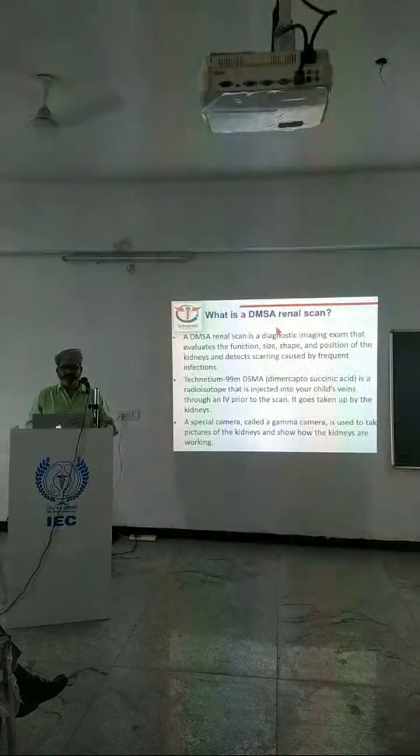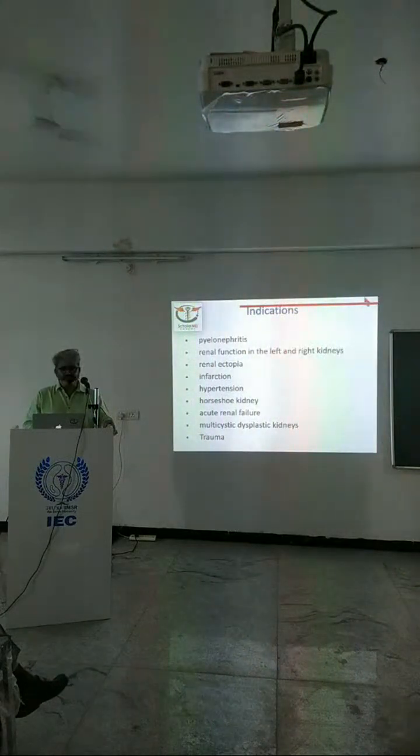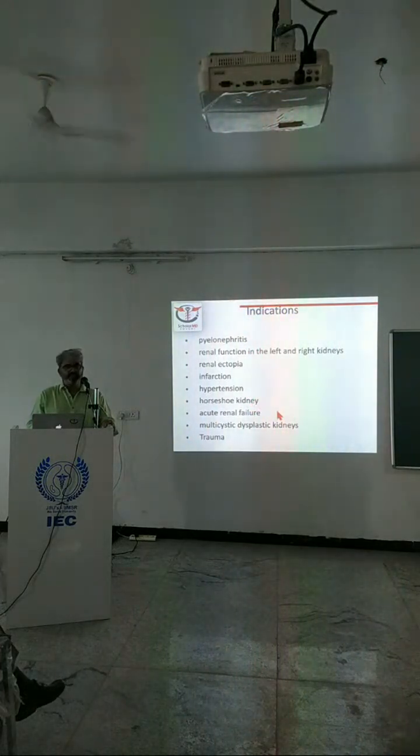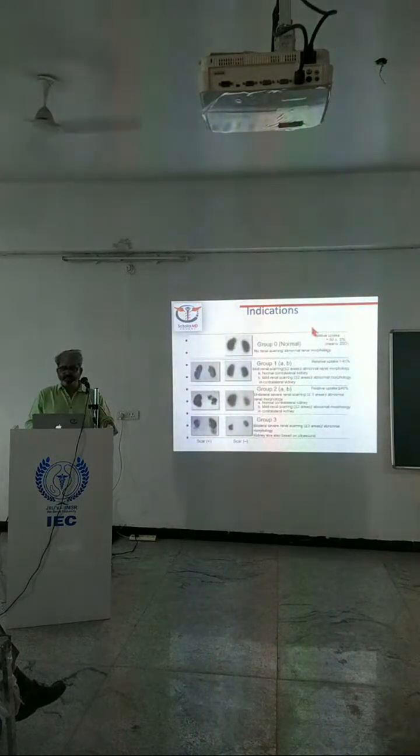So what's the DMSA scan? We typically give 99m DMSA, which is a nuclear agent for that matter, and we have a gamma camera. The indications for DMSA scan more or less are infections, ectopia, horseshoe kidneys, acute renal failure, or multicystic dysplastic kidneys. And here you have a different group.